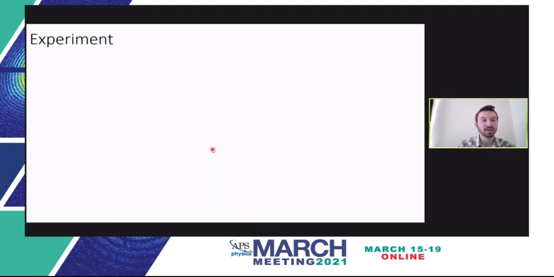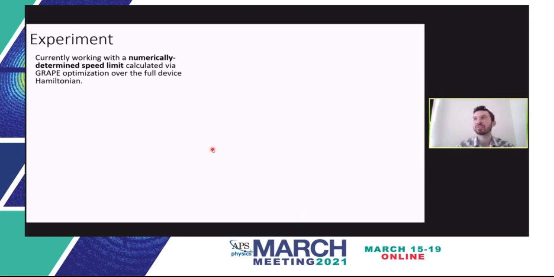So this is the experiment. Because we don't have those very fast single qubit gates, we're actually working with a numerically determined speed limit as opposed to an analytically determined one. And we're using GRAPE optimization, an optimal control protocol, to determine that based on our Hamiltonian, including the drive, but also based on the maximum drive strength that we have available, which is not infinite due to power broadening issues.